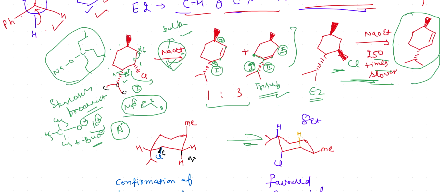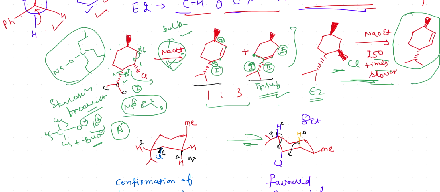Clear? And this hydrogen also has an axial position, the hydrogen adjacent to this chlorine. There are two hydrogens adjacent to this chlorine. This is 1 and this is 2. Both are anti-periplanar to chlorine. Clear? So the hydrogen can be abstracted from here and the hydrogen can be abstracted from here. So that's why there are two possibilities. There is formation of two different products, but the product which is highly substituted, more substituted, is found in major amount. Clear?